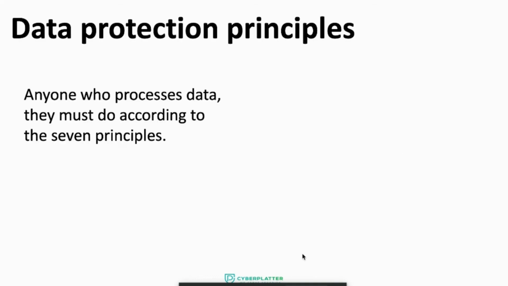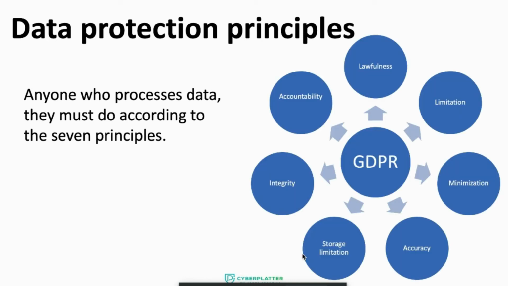Data protection principles. Anyone who processes the data must do so according to the 7 principles of GDPR. The first one is lawfulness. Lawfulness means data processing must be lawful and transparent to the data subject. Purpose limitation. Purpose limitation means the data controller must process the data for the purpose explicitly specified to the data subject at the time of data collection. They should not use it for any other purposes.